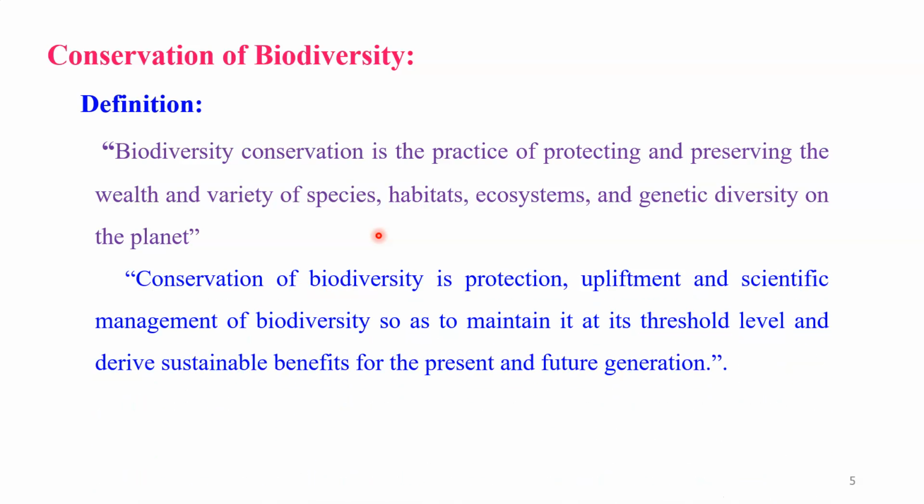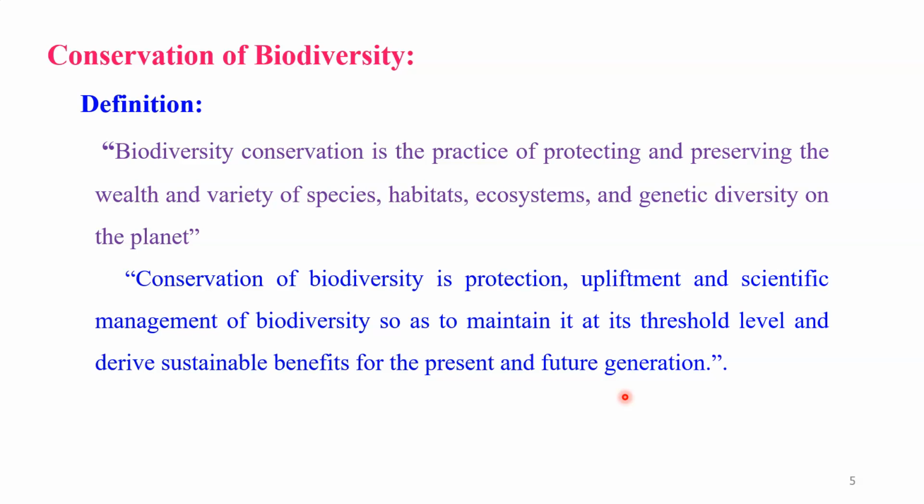The second definition of the conservation of biodiversity is also very important. The conservation of biodiversity is the protection, upliftment, and scientific management of biodiversity so as to maintain it at a threshold level and derive sustainable benefits for the present and the future generations. So this is very important. Dear student, if we conserve all this biodiversity, then we will be able to survive in the future, and it is also very useful for future generations. Therefore, the conservation of biodiversity is very important in today's life, in recent days.